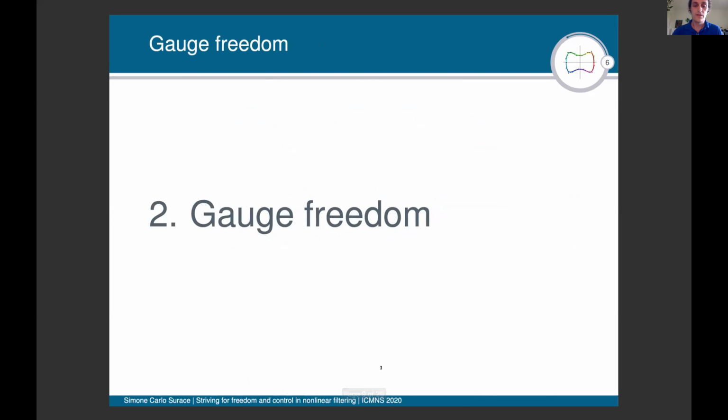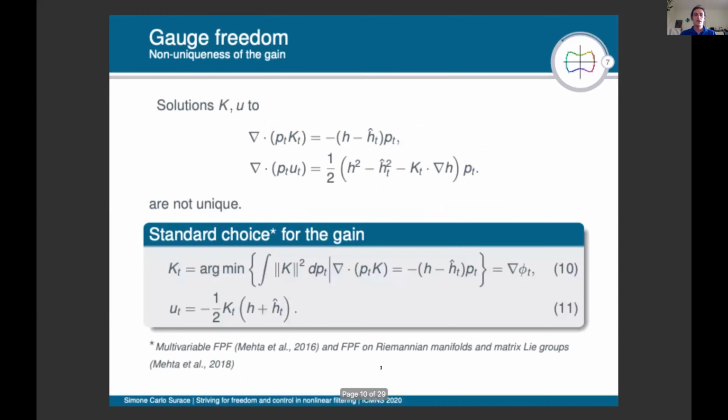So the first part will be about what we call gauge freedom, which is a quite general issue, as I'll explain, in unweighted particle filters. The basic observation is that these equations constrain the weighted divergence of two vector fields in terms of some terms that depend on the model. And it's well known that if you have a solution to these equations, you can always modify it by terms which are divergence free.